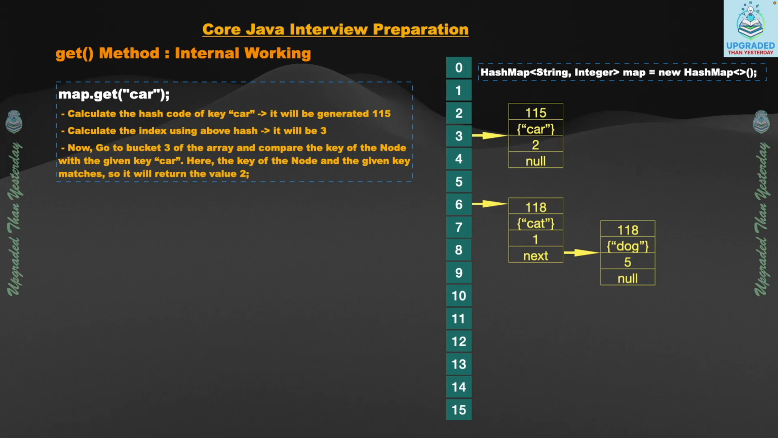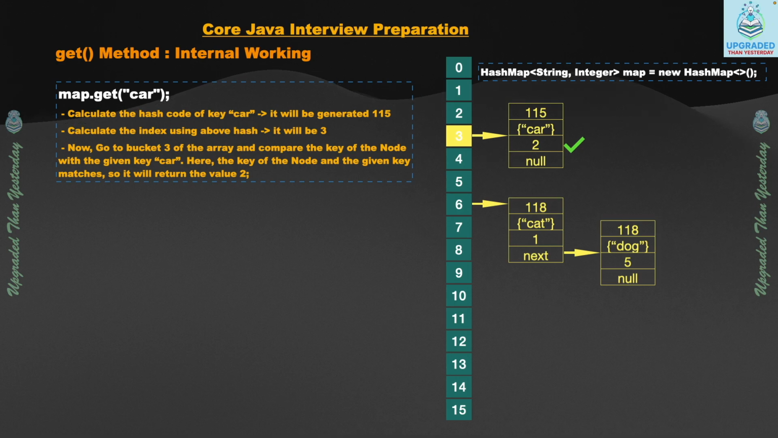Now it will go to the bucket position 3 and get the node object. If the node object is present, look at the animation, here it is present, it will compare the given key with the key present in the node object. Here both keys are same, so it will return the value from the node object, that is 2.